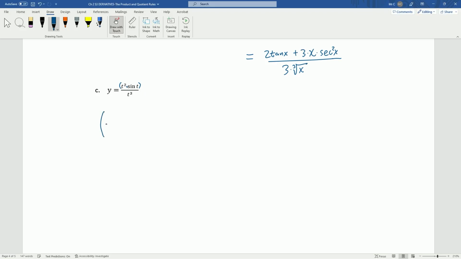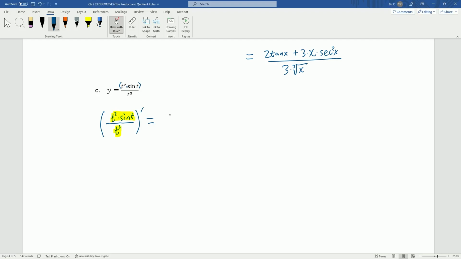So here, we just need to keep in mind that we've got t squared times sine of t over t cubed. So my larger operation here is the quotient. This product is inside one of the quotient functions. It's inside just the numerator. So it's a sub operation inside that numerator. So our outer operation is the quotient. So we need to do the quotient rule first.